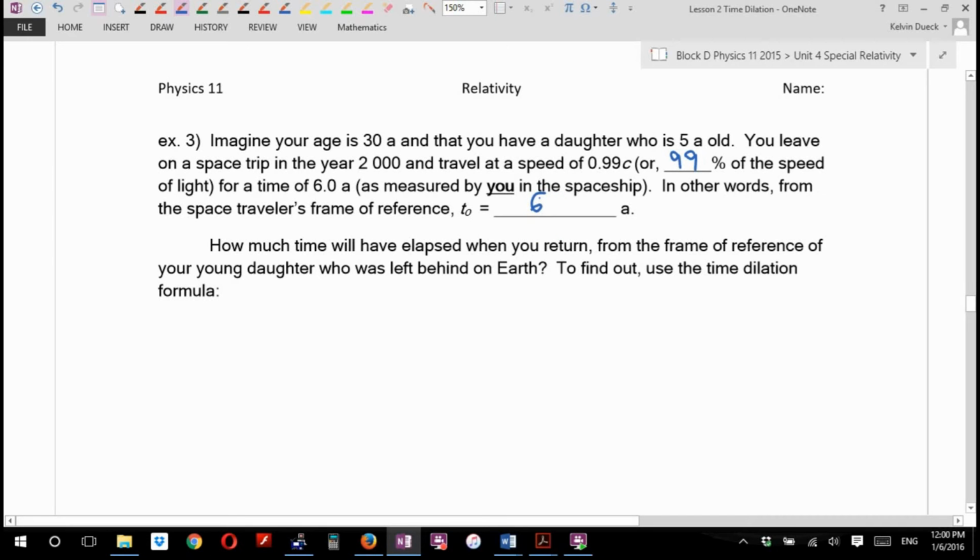How much time will have elapsed on Earth when you return? Use the time-dilation equation. So this question is asking us to find T. Time on the spaceship is 6. V on the spaceship is 0.99 c, 99% the speed of light.